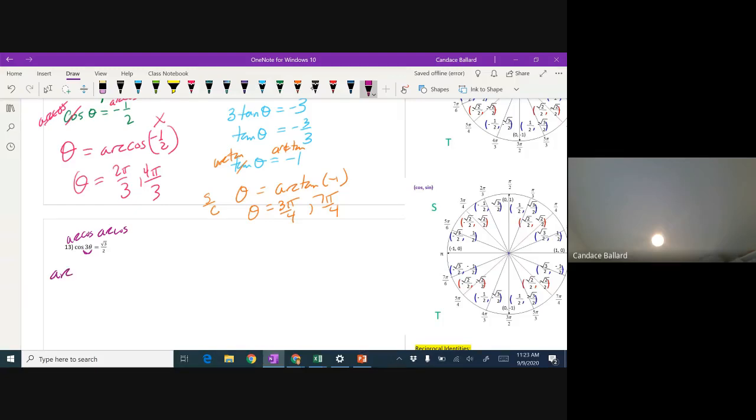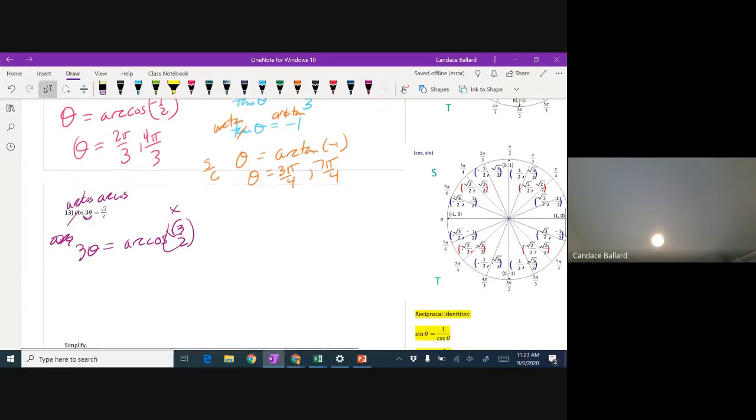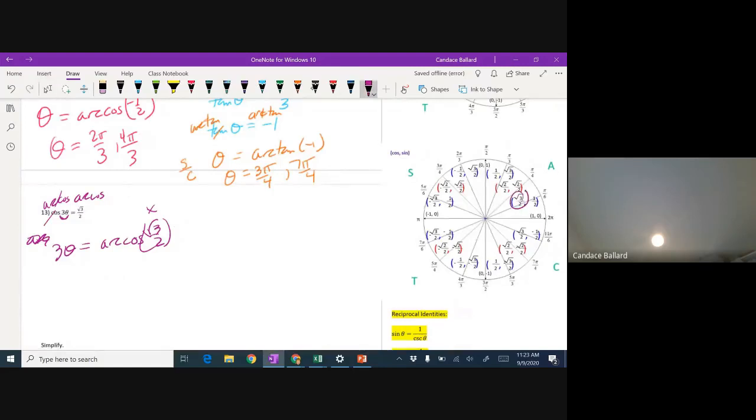So arc cosine cancels there. 3 theta equals arc cosine of square root of 3 over 2. So we're looking for where the x values are square root of 3 over 2. So I get pi over 6. Notice I'm going to leave some extra space. Positive square root of 3 over 2. And you notice I always travel around that unit circle the same way, so I don't mess it up. When I'm not skipping around, I don't miss anything. And 11 pi over 6.